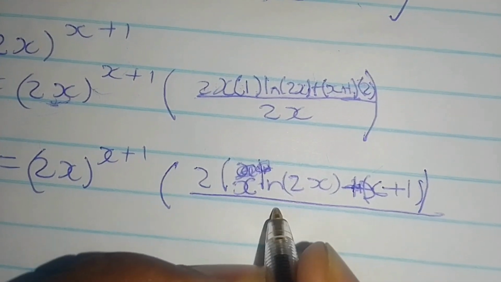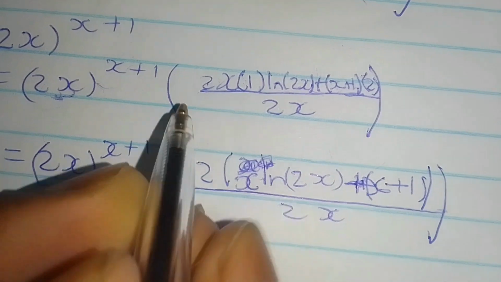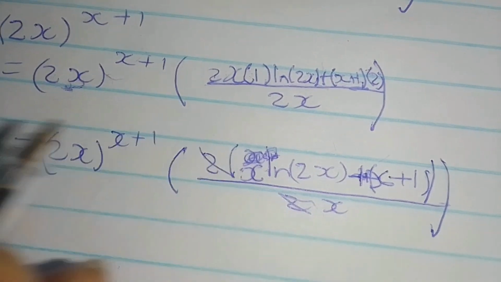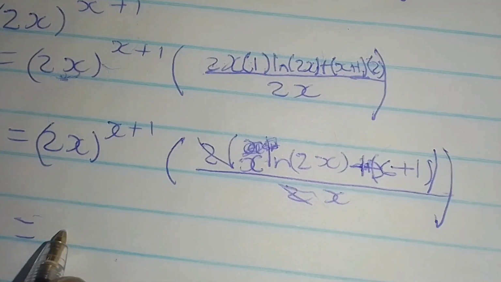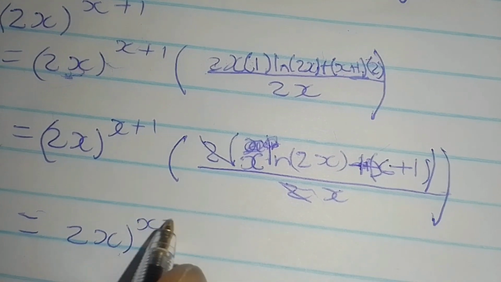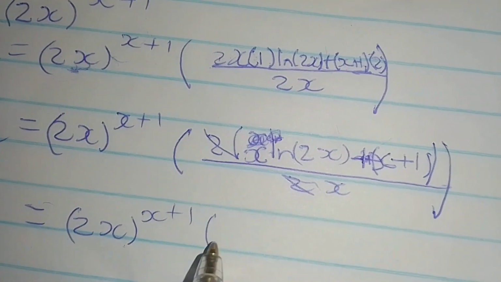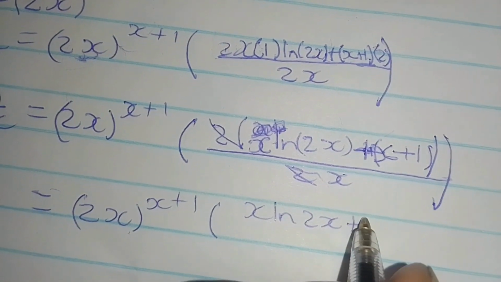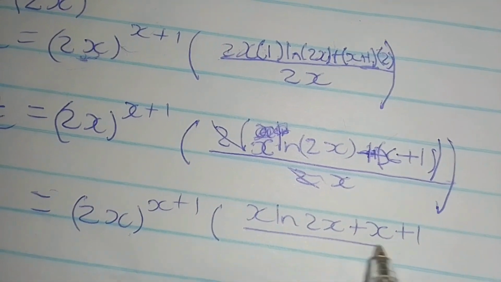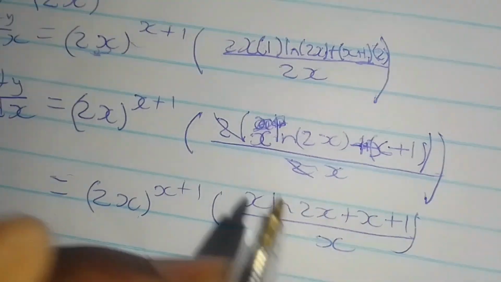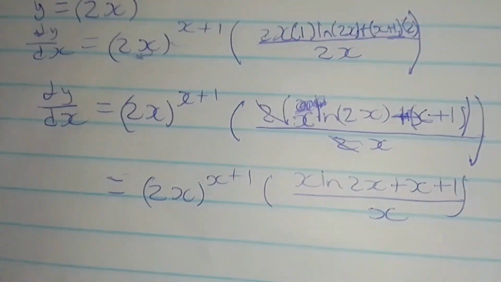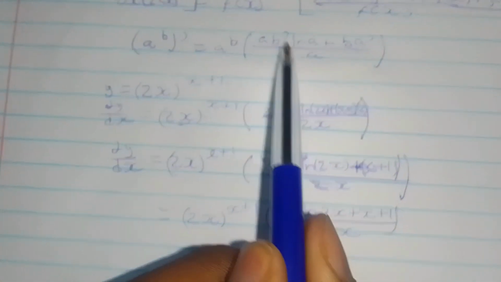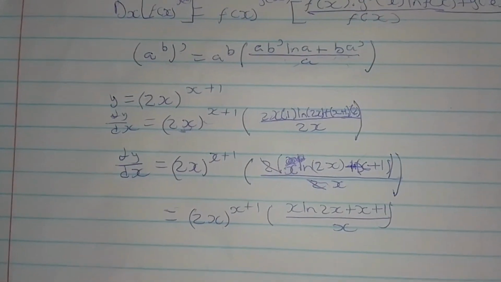Then I'm going to divide this by 2x. Now notice that these 2's will cancel, meaning that you'll be left with 2x to the power x plus 1 into x, the natural log of 2x, plus x plus 1 divided by x. And that's how you can derive this. That's how you can use this formula to derive any exponential function you have.